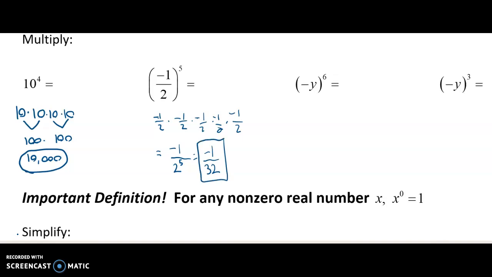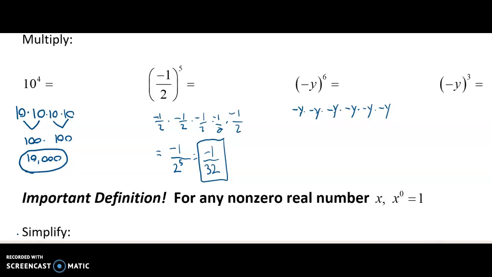The next example is negative y raised to the 6th. That's negative y times negative y times negative y times negative y times negative y times negative y. That's a lot of writing. You can see why we use the exponents now, right? So I'm going to have y times y times y times y times y times y, and then negative times negative times negative times negative times negative times negative.